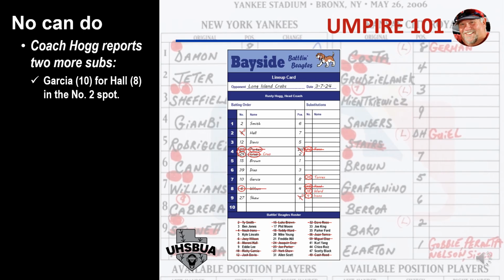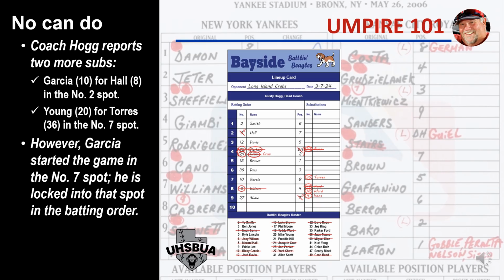At the same time, Coach Hogg reports 2 additional substitutions, number 10, Garcia, for number 8, Hall, and number 20, Young, for number 36, Torres. As a starter, Garcia cannot return to the game in place of Hall because Garcia started the game in the 7th spot in the order. He must replace Torres, who replaced him earlier.